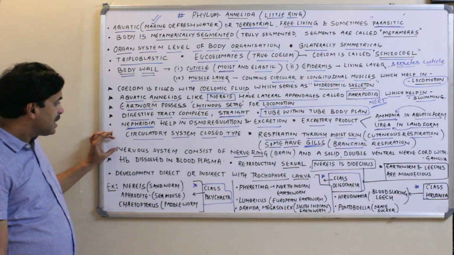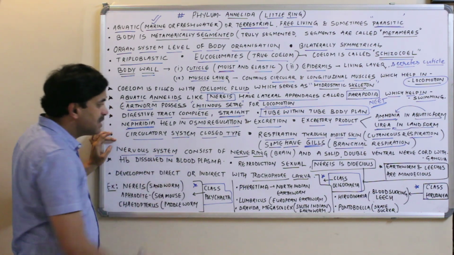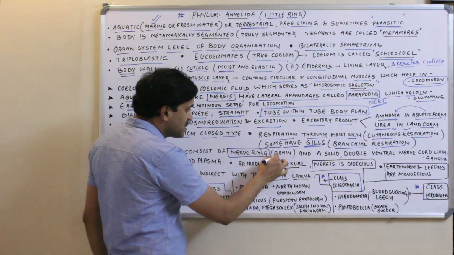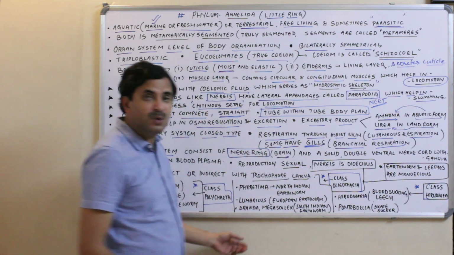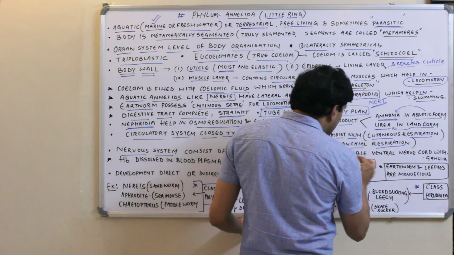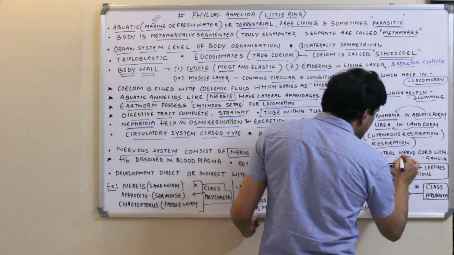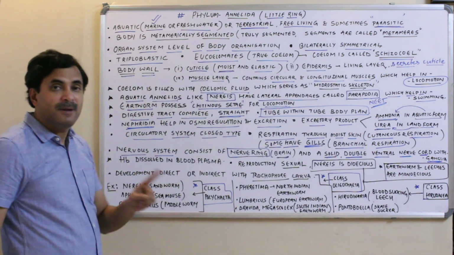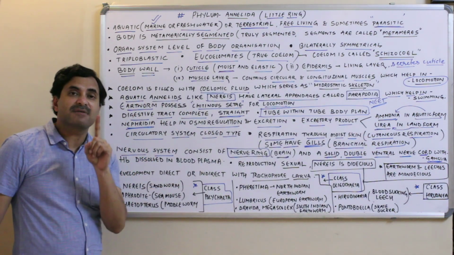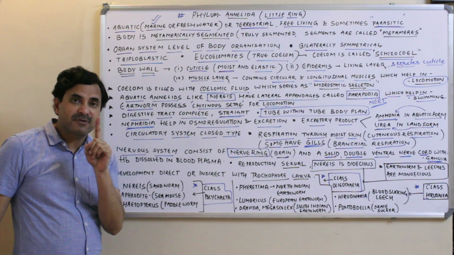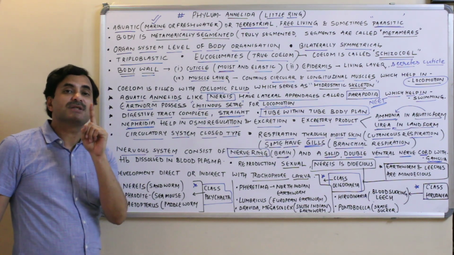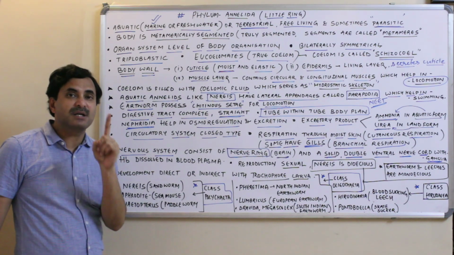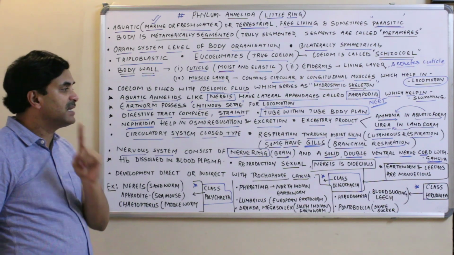Fine. Now let's talk about the nervous system. The nervous system consists of a nerve ring which is treated as a brain, and also a solid double ventral nerve cord which has ganglia on it. This point is very important: what type of nervous system is found.